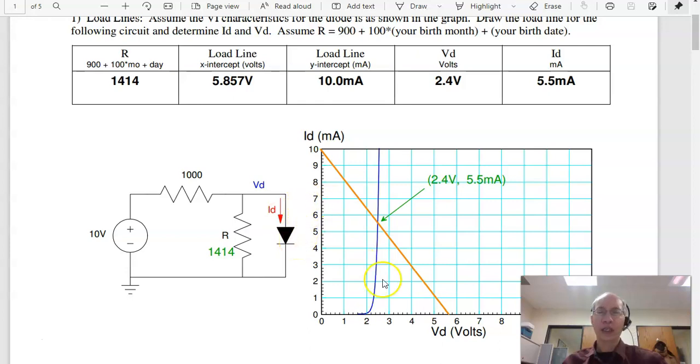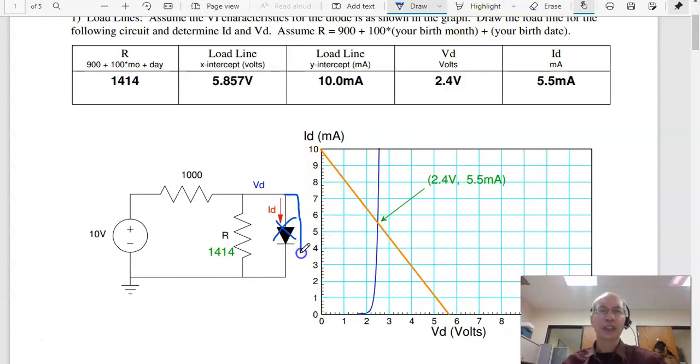Now for the load line, I want to find the intercept on the x-axis and y-axis. On the x-axis, the current is 0. So to make the current 0, just open this up, find the voltage, and I get by voltage division R over 1000 plus R times 10 volts, 5.857 volts right here. On the y-axis, the voltage is 0.